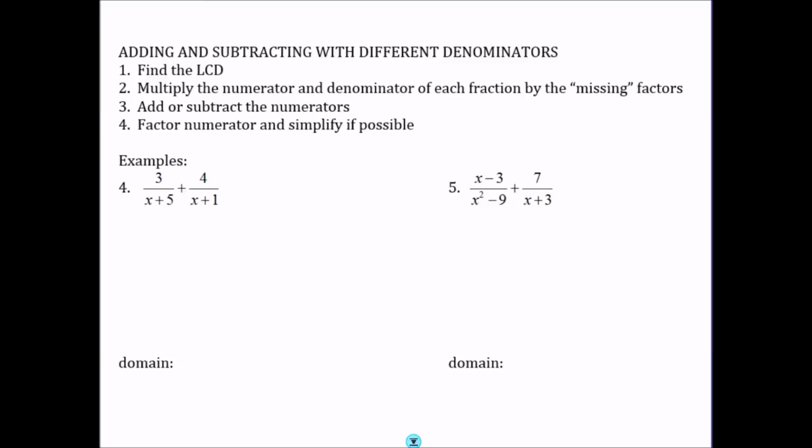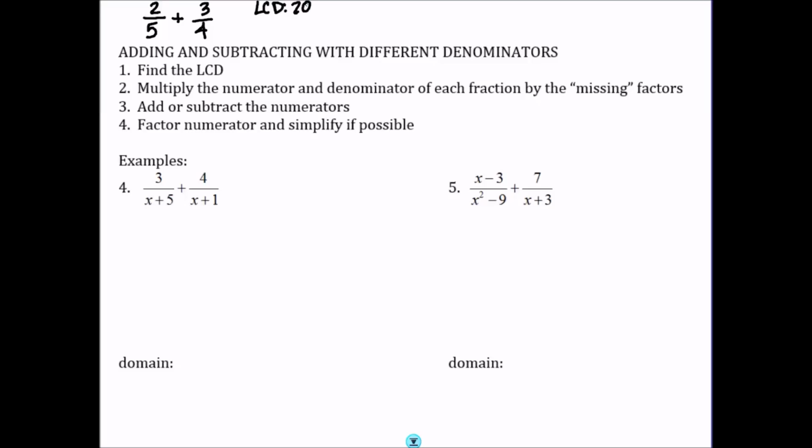So again, let's go back to elementary school. If we have 2/5 plus 3/4, we want to find the smallest number that has both 5 and 4 as a factor. So that number will be 20. So our LCD is 20.